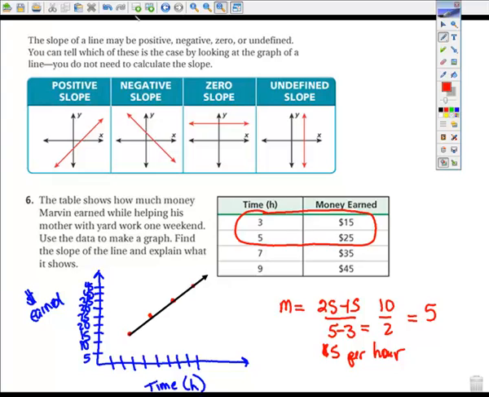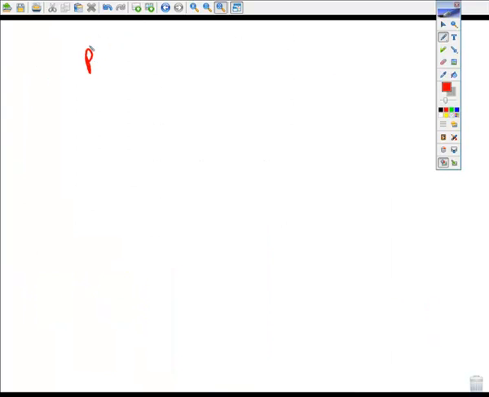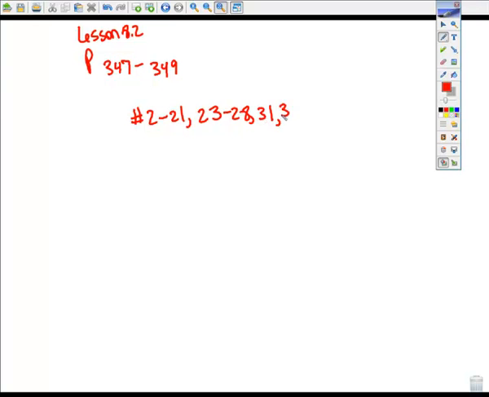Your assignment, if we don't have school, lesson 8.2, begins on pages 347 and goes to 349. And I'm going to give you 7 to 21, 23 to 28, 31, and 32. This is only going to be due Thursday, so you only have to work on this at home if we don't have school tomorrow.